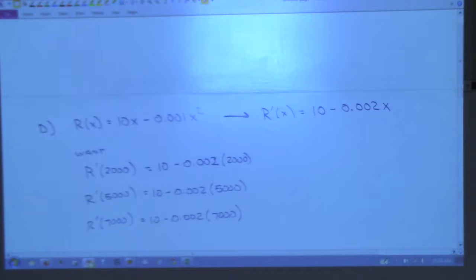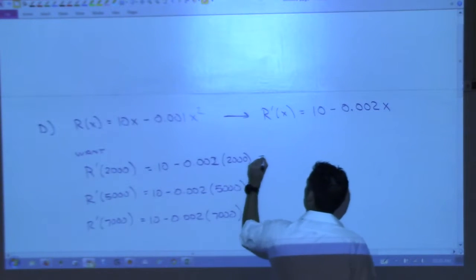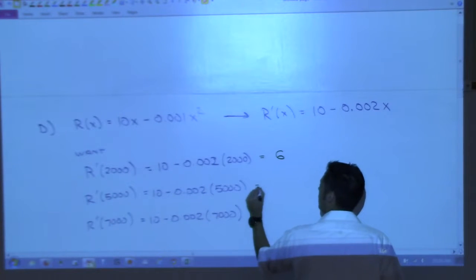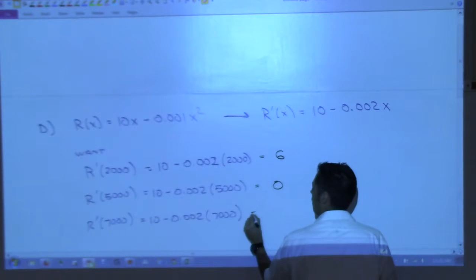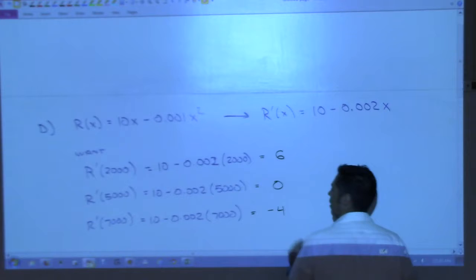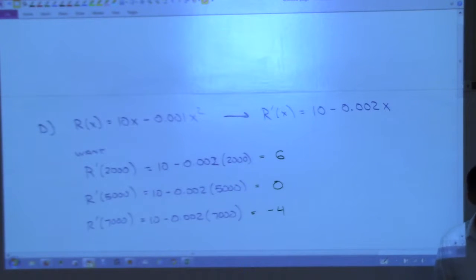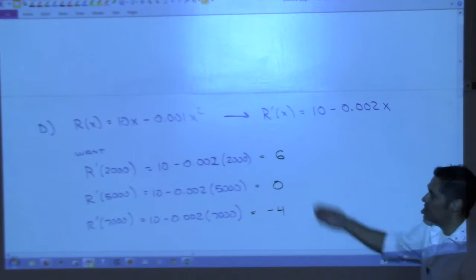Anybody have that first one? 6. How about the second one? It was 0? Okay, how about the third one? -4. Okay, good. Now, it wants us to interpret the results. What do these numbers mean? Anyone want to take a shot at what 6 means?